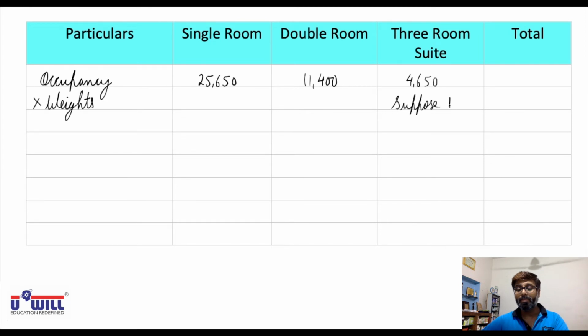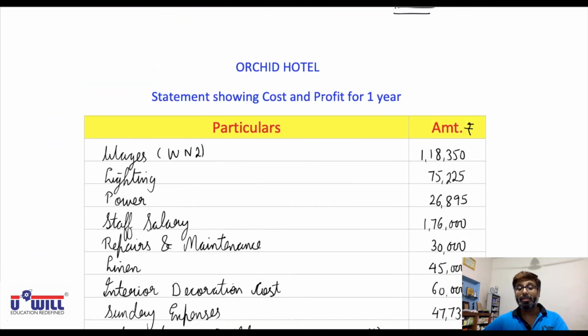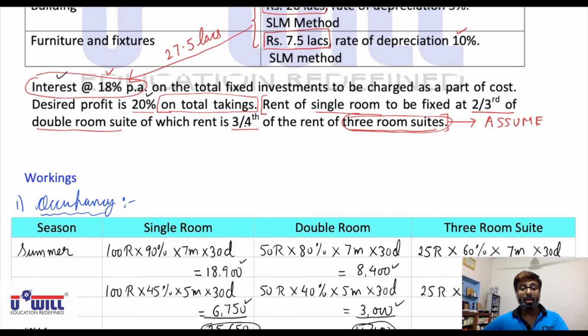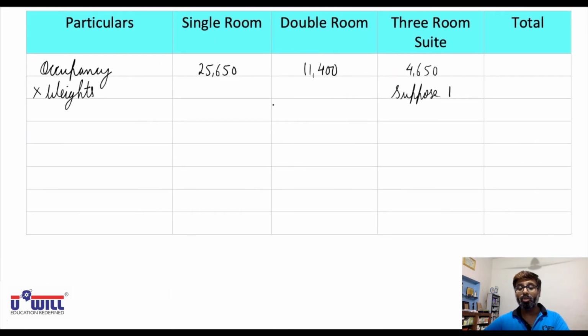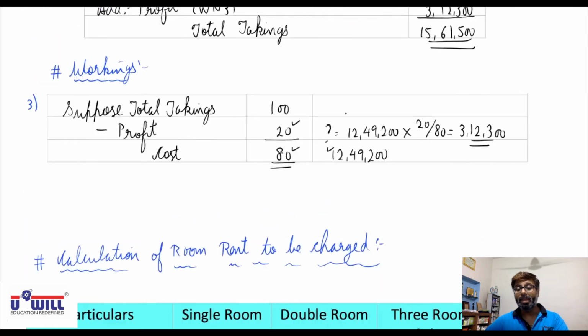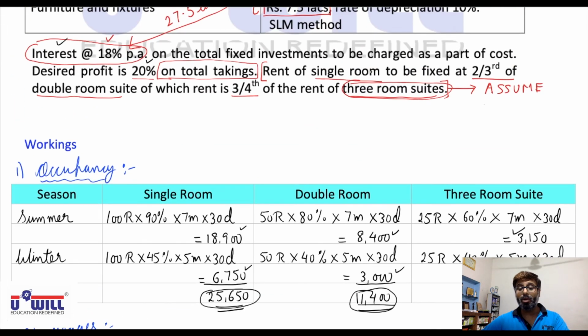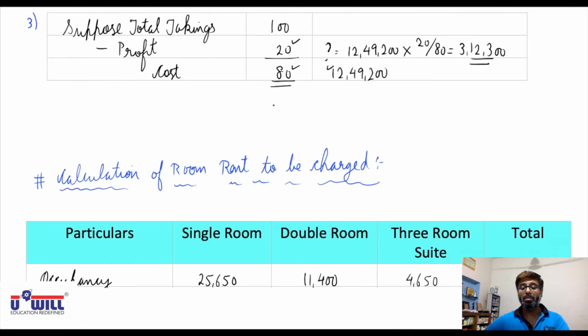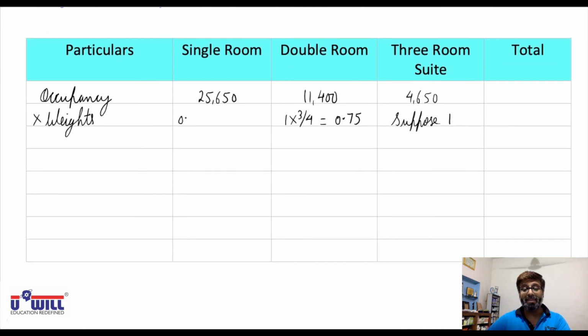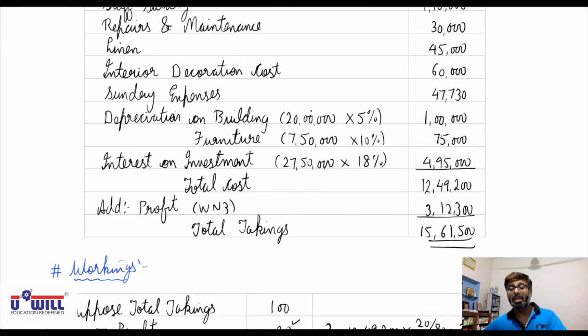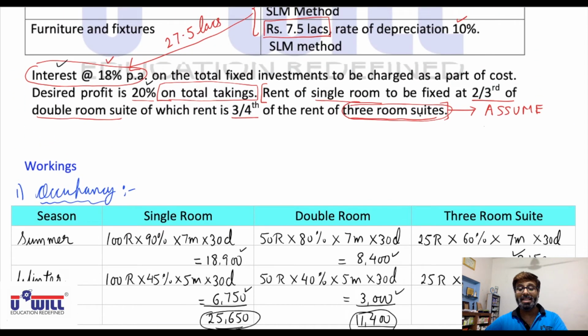Now it is given that double room's rent is 3/4 of the rent of 3 room suites. So 1 into 3 by 4, 0.75, and it is given single room's rent is 2/3 of double room. So double room we got 0.75, 2/3 of that, 0.5.